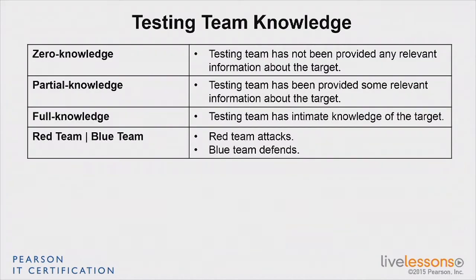Our testing team may also have different levels of knowledge about the target environment. In a zero-knowledge test, the testing team has not been provided any relevant information about the target. In a partial knowledge test, the testing team has been provided some relevant information about the target. In a full knowledge test, the testing team has intimate knowledge of the target. Then sometimes when we're doing testing, we will have both a defending team and an attacking team. That's known as red team and blue team testing. The red team attacks, the blue team defends.